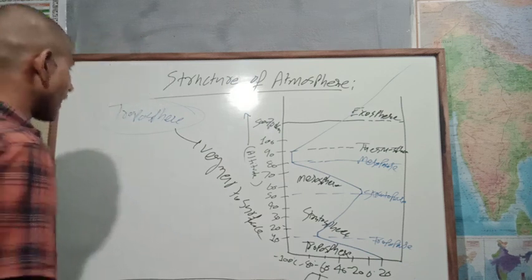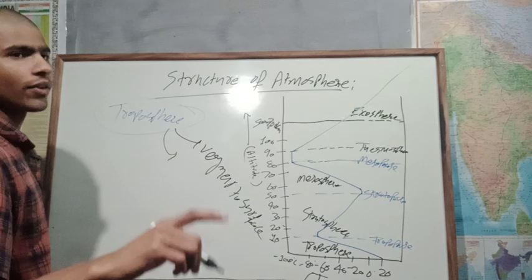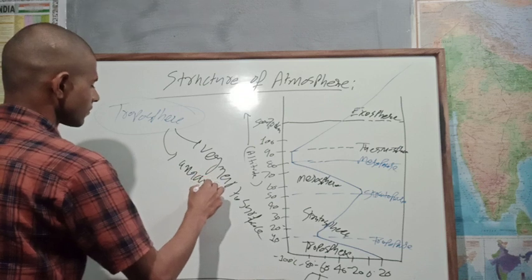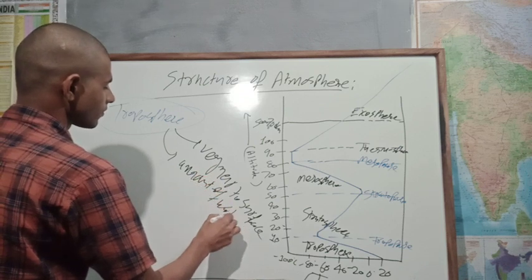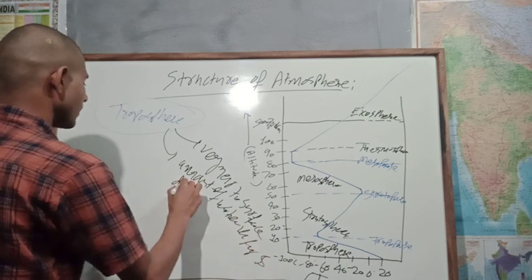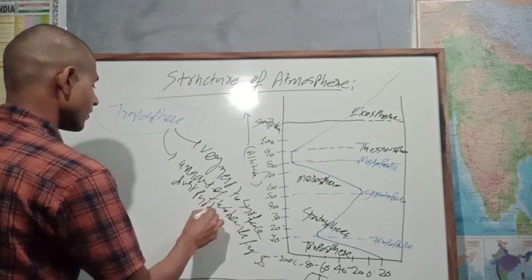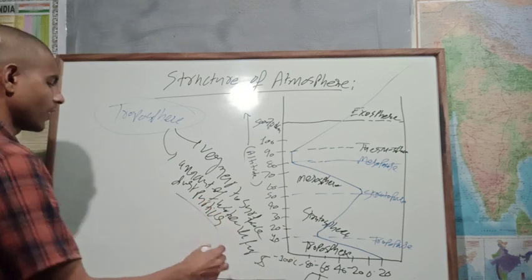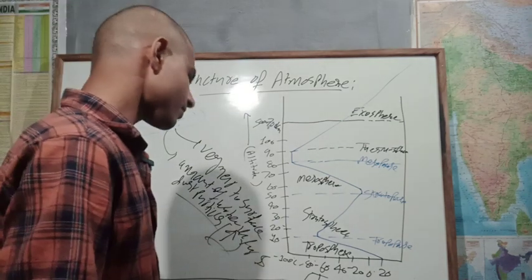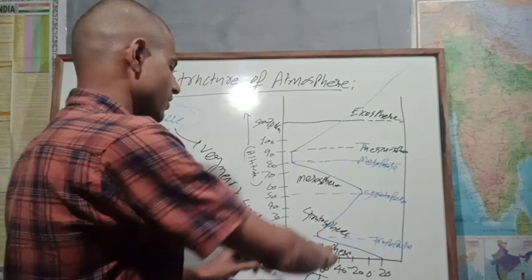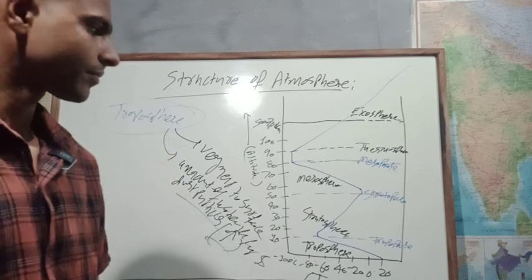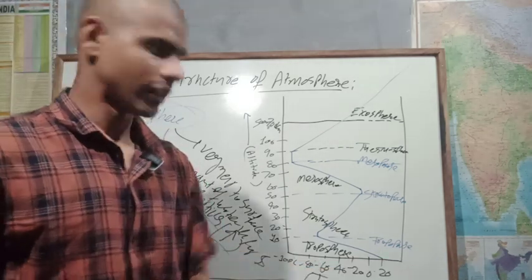And here the amount of water vapor and dust particles will be high. Because you know that as we go up it starts decreasing, so this is the layer which has the maximum concentration of dust particles and water vapor. What is next?